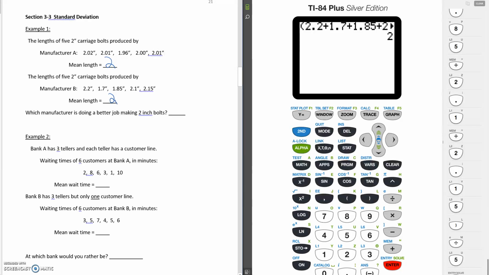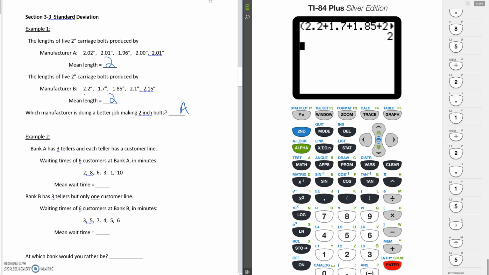But we could ask ourselves, and if this was a classroom, I would ask for some classroom discussion, which manufacturer is doing a better job making the bolts and why? And we could have some discussion, but I would make the argument that manufacturer A is doing a better job. And the reason for that is if you want a 2-inch bolt, you want each of your bolts to be closest to 2. And manufacturer A, the furthest it gets would be this 1.96, so 0.04.